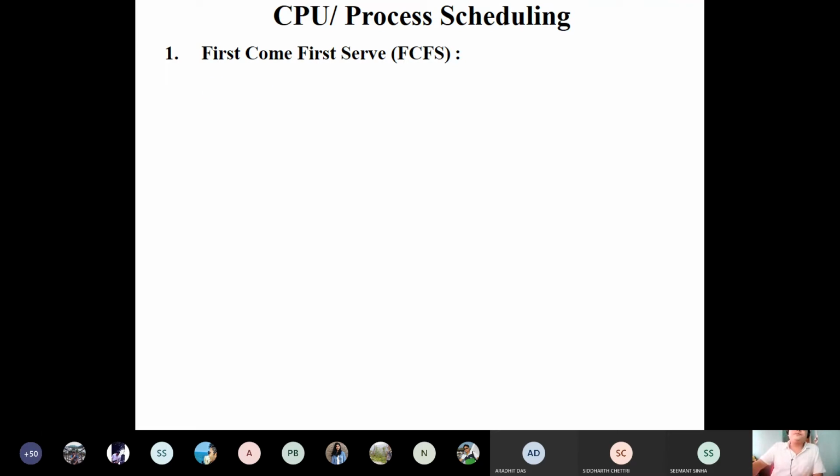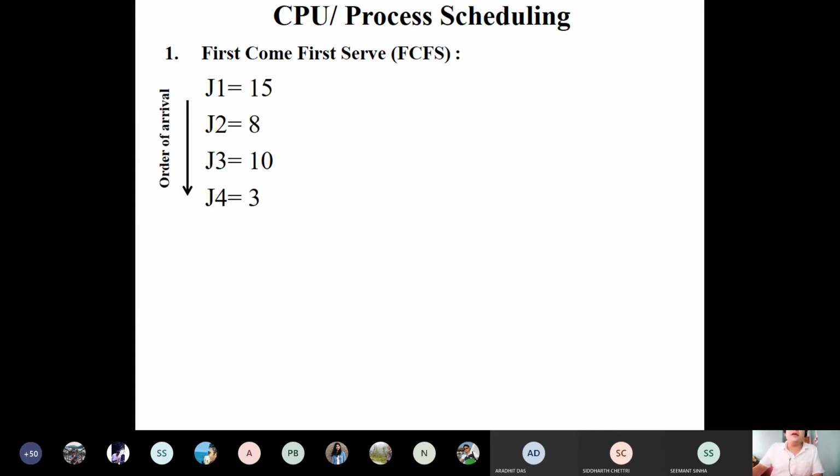Suppose there is a job J1 that requires 15 units of CPU time to execute. J2 requires 8 units of CPU time, J3 requires 10 and J4 requires 3. Now the order in which these jobs arrive in memory is J1, followed by J2, followed by J3 and J4. So the jobs have arrived in the computer memory in this order. I repeat, at the same time these jobs have arrived, say at time t equals 0.